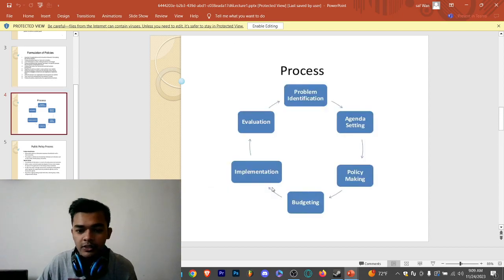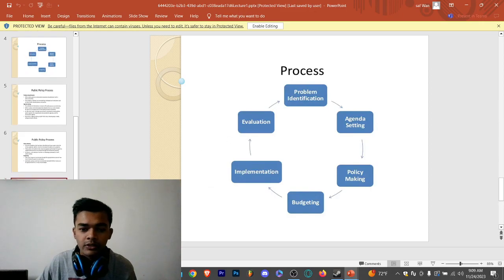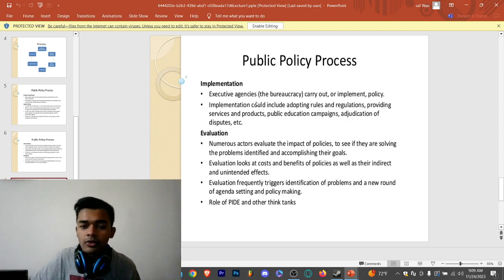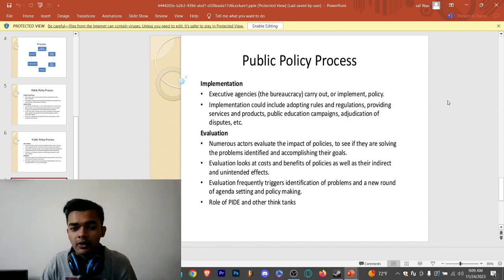Then we have implementation and evaluation. Implementation: executive agencies carry out or implement policy. Implementation could include adopting rules and regulations, providing services and products, public education campaigns, adjudication of disputes, etc.